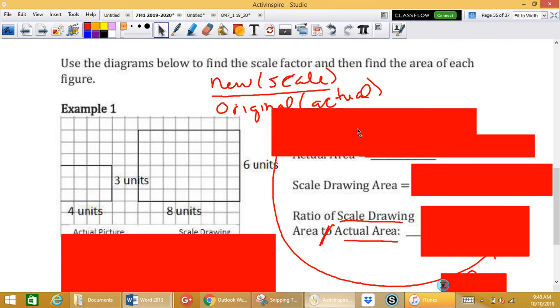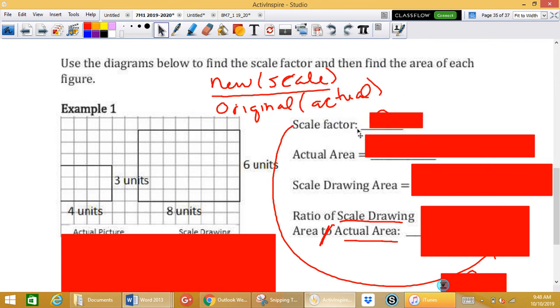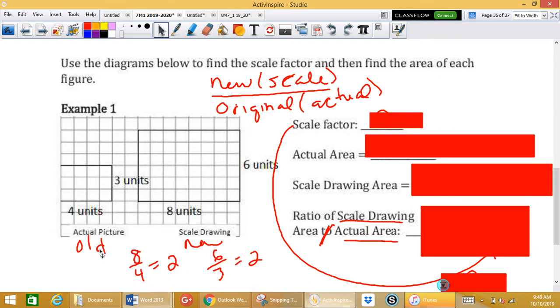So we have to remember it's the new, or the scale drawing, over the original. So the old is the actual, the scale drawing is the new, and we did the scale over the actual, and the scale over the actual. And in both cases, we got a scale factor of 2.